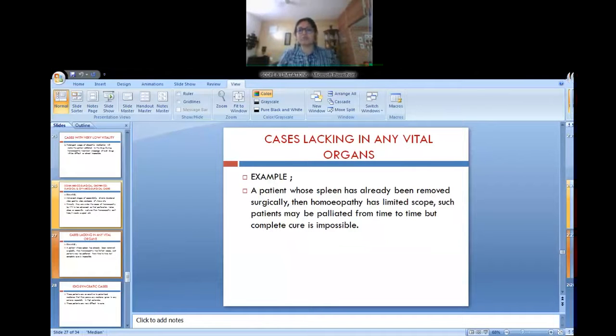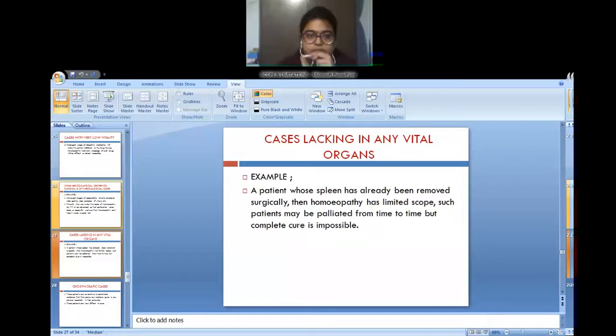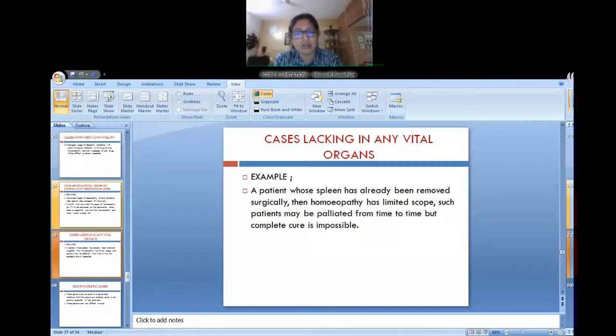It's quite obvious because you can't cure a person who doesn't have a spleen or who doesn't have part of their intestine or part of some other organ that has been taken out. So it's quite obvious that cases lacking vital organs can only be palliated, cannot be completely cured.